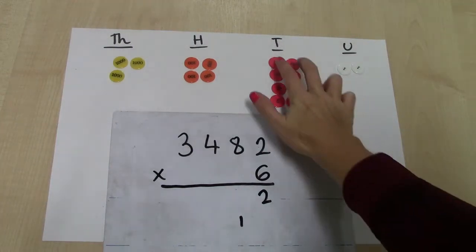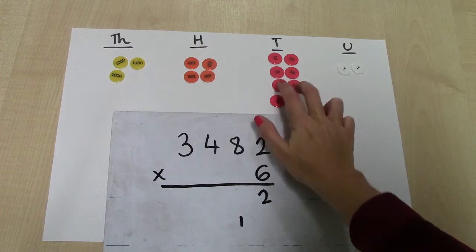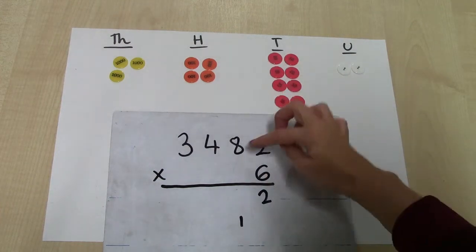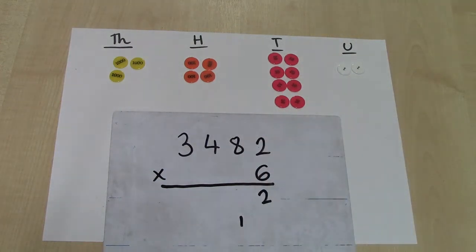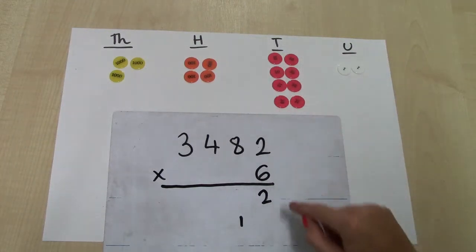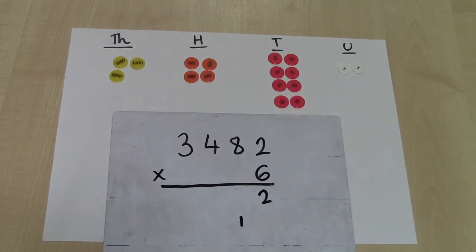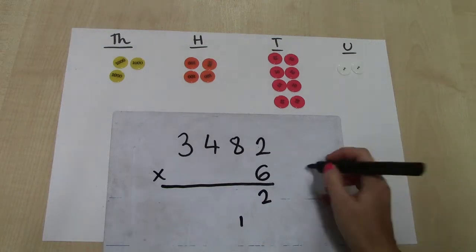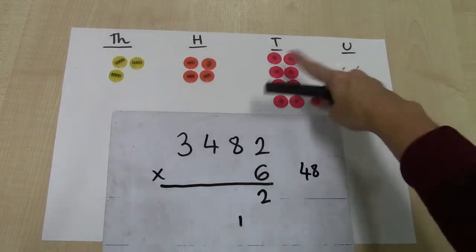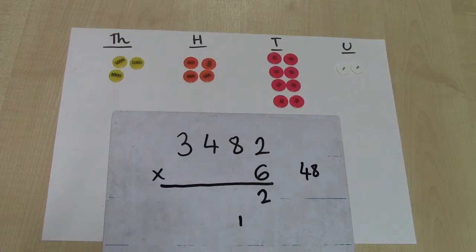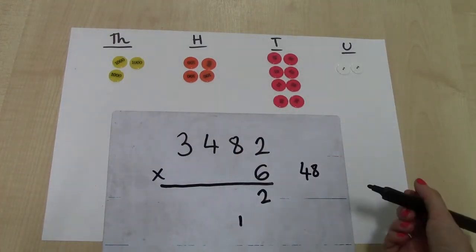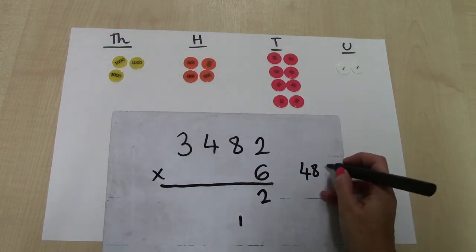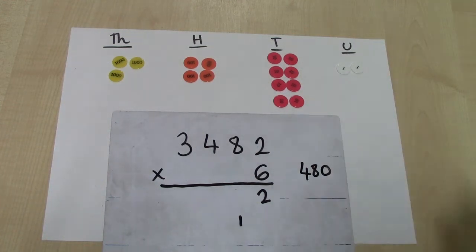Now because I've got my place value counters, I can make the link between 8 tens and my 8 times table. So I know that 8 times 6 is 48. However, I wasn't multiplying 8 by 6, it's actually 80 because it's in my tens column. So 80 times 6 must be 10 times bigger, which is 480.